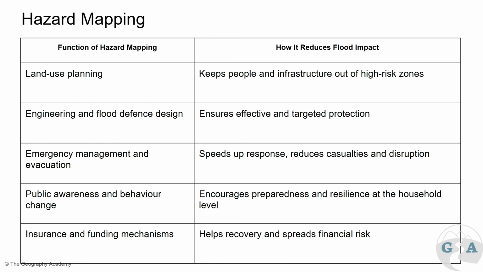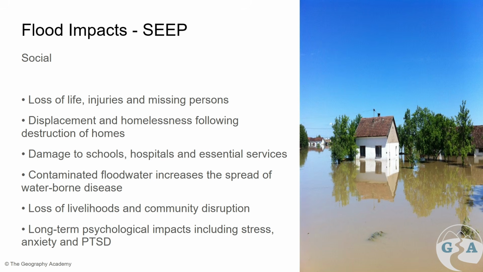Insurance and funding mechanisms, then, to ensure fast recovery is very important in most countries. This is another difference that we mentioned between LICs, MICs, and then the HICs. There are different levels of insurance and cost that come with flood prevention management and then rebuilding afterwards and recovery. So this can be helped by hazard mapping and can make the process a lot smoother.